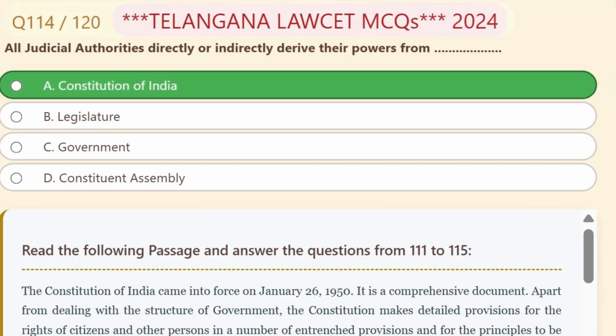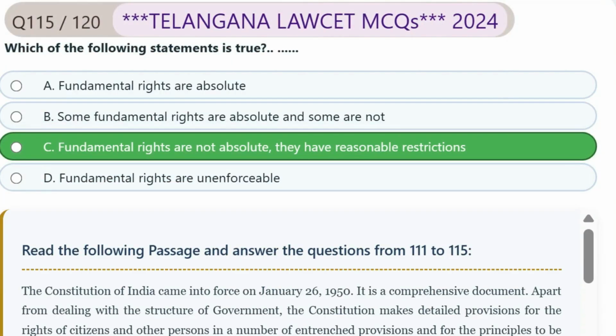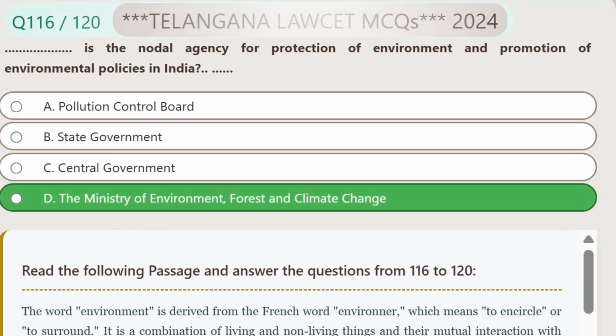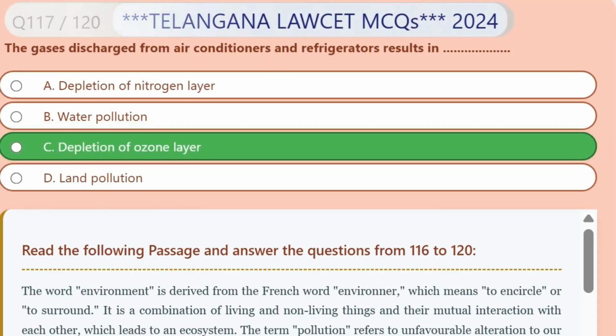All judicial authorities directly or indirectly derive their powers from the Constitution of India. Which of the following statements is true? Fundamental rights are not absolute, they have reasonable restrictions. The nodal agency for protection of environment and promotion of environmental policies in India is the Ministry of Environment, Forest, and Climate Change. The gases discharged from air conditioners and refrigerators result in depletion of the ozone layer.